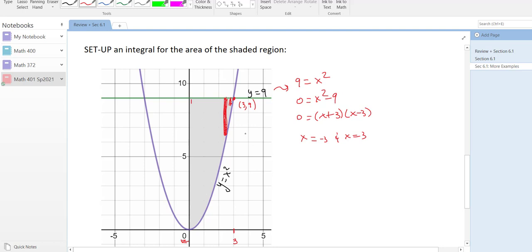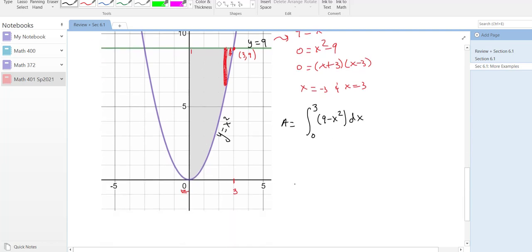So the area for this particular region is the integral from 0 to 3 of the height of the rectangle times the base, right? The area of a rectangle is base times height. The base is dx and the height is top minus bottom. So in this case, we get the integral of 9 minus x squared dx. And we did this example in class, but I just want to integrate it fully. And so I'm going to have 9x minus x cubed over 3 from 0 to 3. And then plug in the 3. Always do top minus bottom.